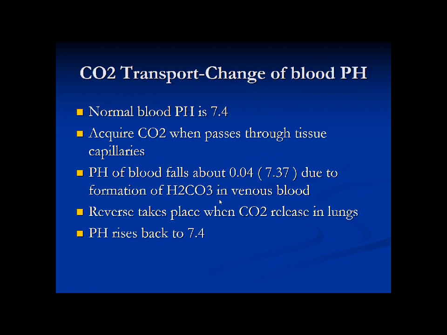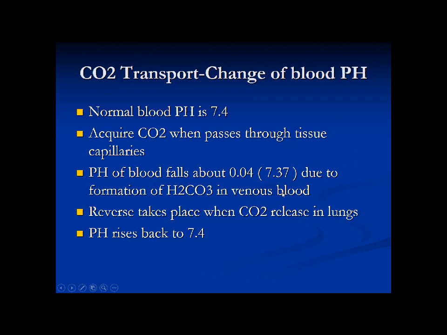Now, carbon dioxide transport changes the blood pH. Normal blood pH is about 7.4. In every fluid of the body, in the extracellular fluid or in the blood, the pH is 7.4. When this blood acquires carbon dioxide and passes through the tissue capillaries, the pH of the blood falls by about 0.04. So from 7.4 it becomes 7.36 or 7.37, because of the formation of carbonic acid in the venous blood.